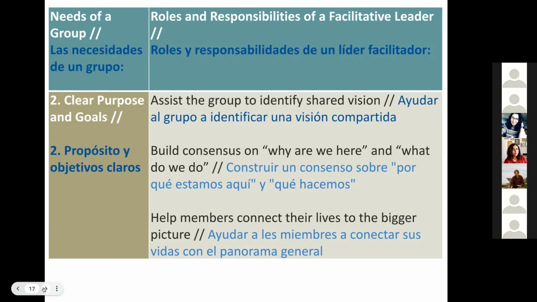And then things like clear goals or purpose can come out of maybe a strategic planning meeting, or a committee working on a mission statement or something, bringing it back to share with people and reflect back.